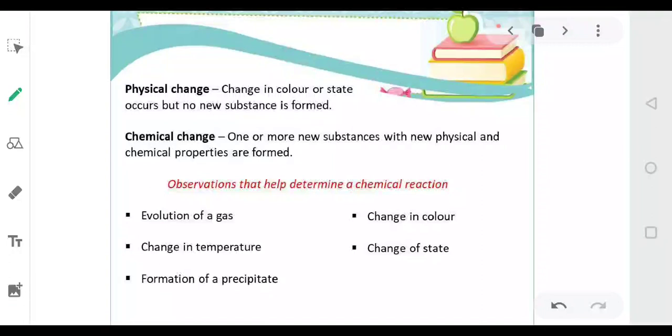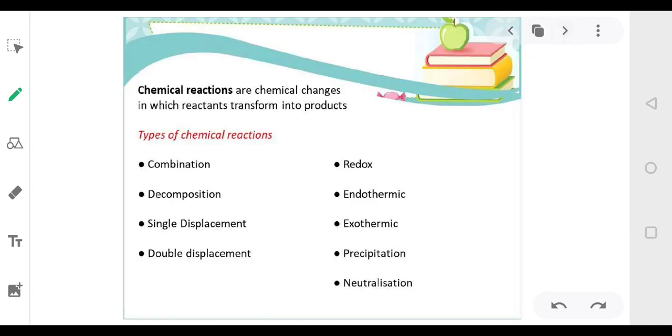Observations that will help to determine a chemical change: evolution of gas, change in temperature, formation of precipitate, change in color, and change of state. When any one of these changes occurs, we can definitely say that a chemical reaction has taken place. Chemical reactions are chemical changes in which reactants transform into products. As we all know, on the left hand side of the chemical equation we have reactants, and on the right side we have products.